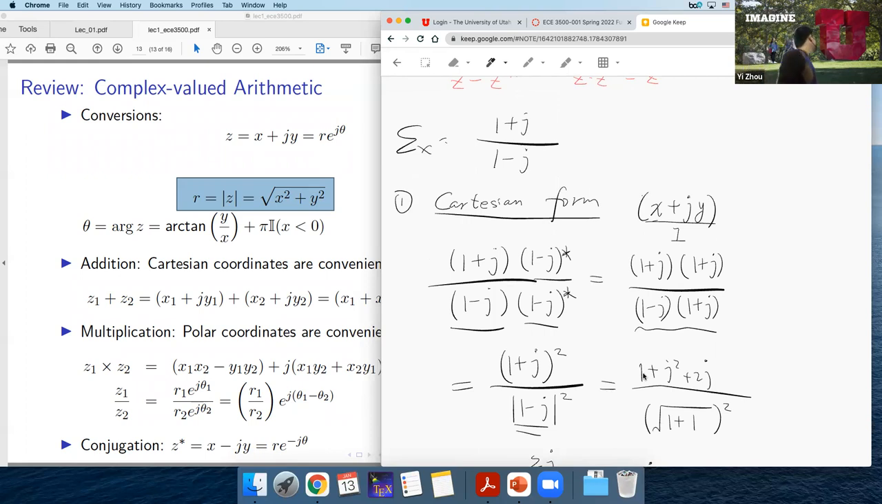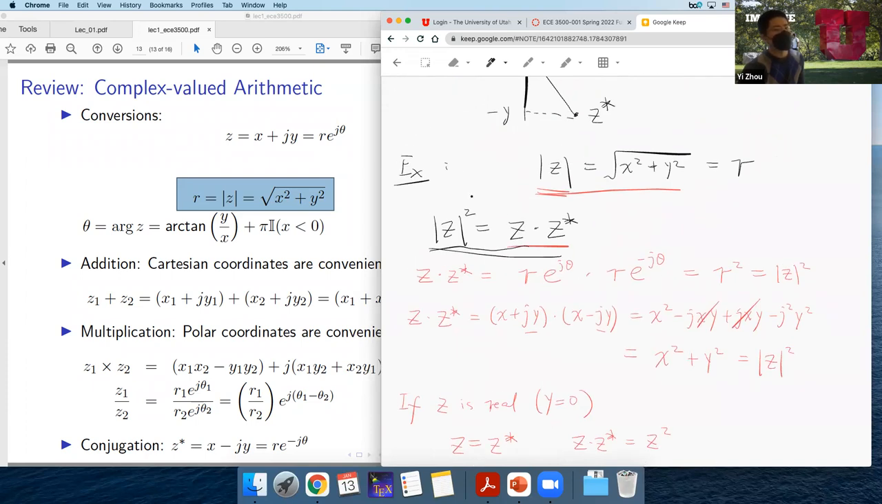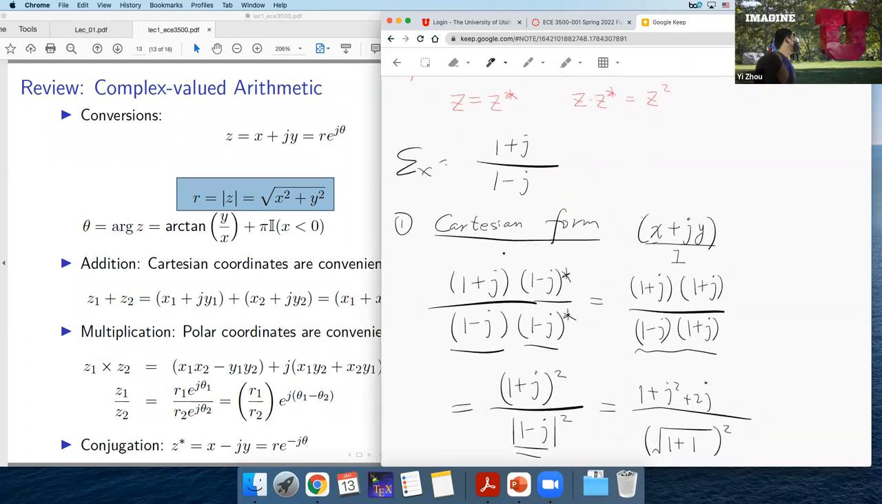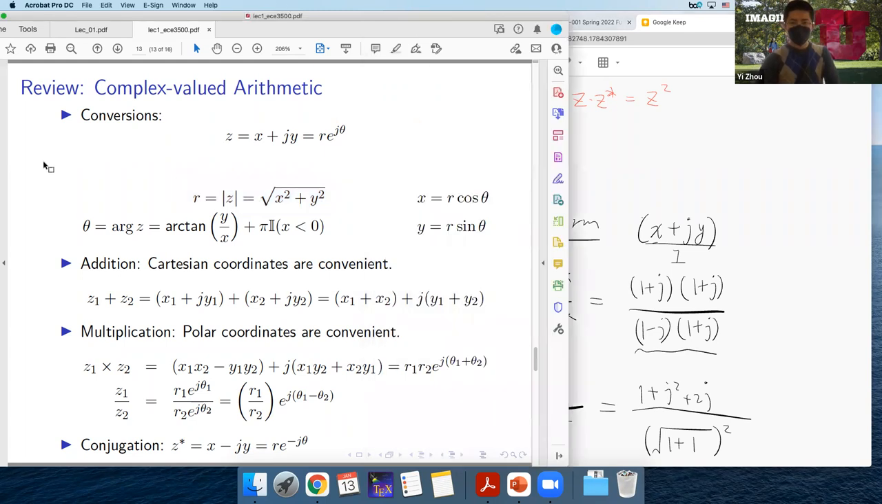Okay, so remember, whenever you see a fraction complex number whose denominator is complex, you can always simplify this into a standard form by multiplying both sides by the conjugate of the denominator. Because by multiplying the denominator with its conjugate, you can guarantee that the denominator will become a real number. So by multiplying a complex number by its conjugate, you always get a real number. So you can get rid of the complex in the denominator. So any questions about this conjugation?